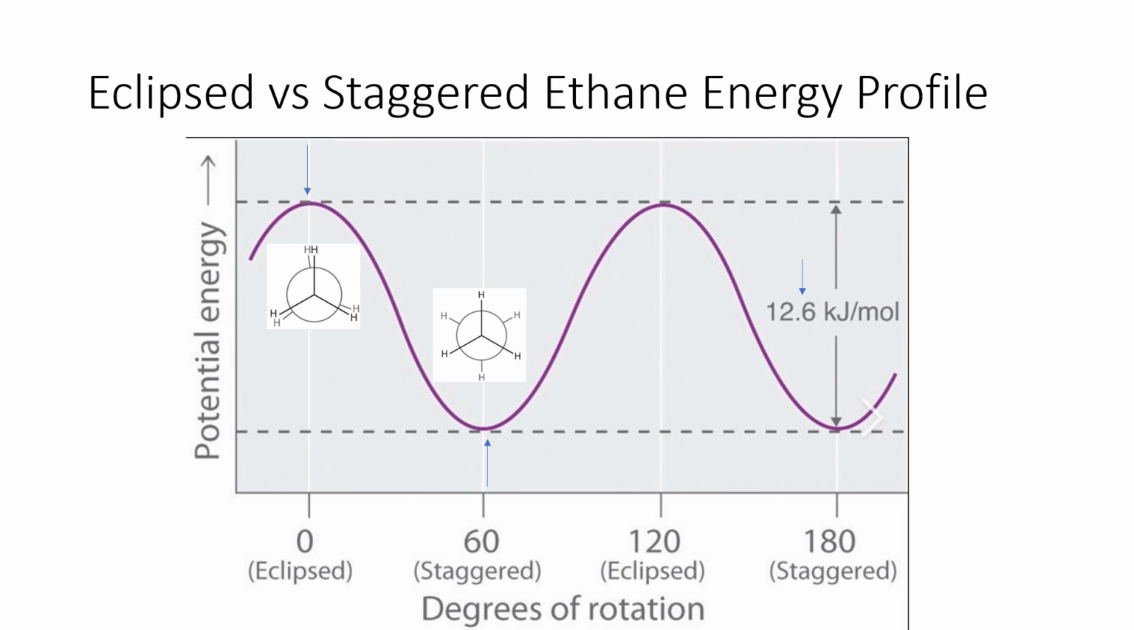On the right here, we see 12.6 kilojoules per mole. This is the energy cost in going from the highest energy conformation to the lowest energy conformation. In so, the eclipsed and staggered conformations have a difference in 12.6 kilojoules per mole.